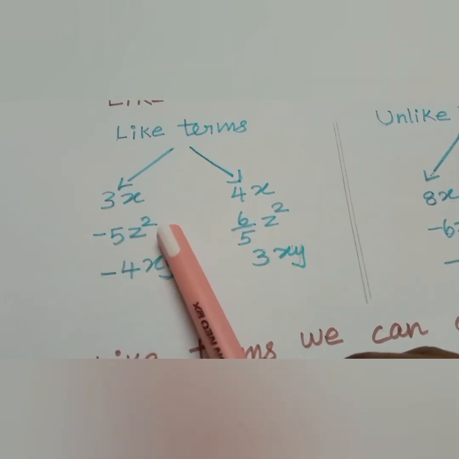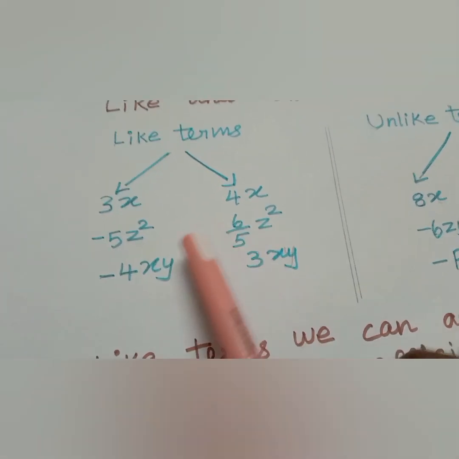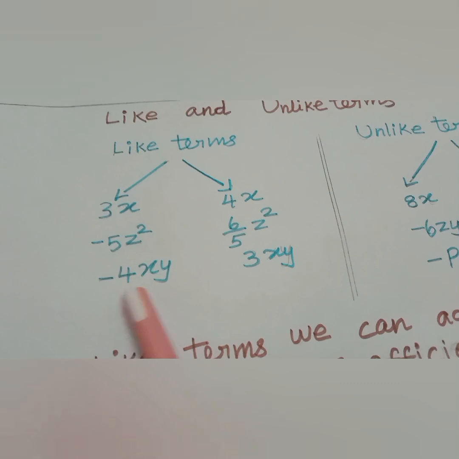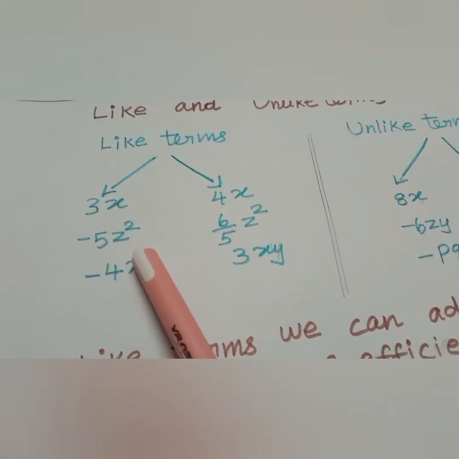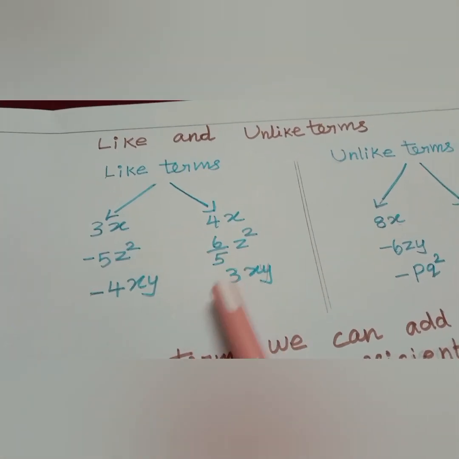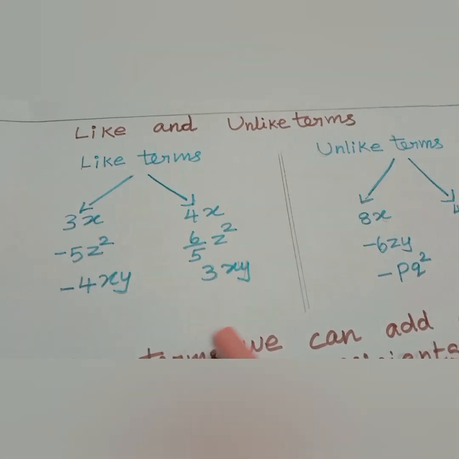See here, minus 5z squared and 6 by 5 z squared: same variable z, same power 2. So these two are called like terms. Here minus 4xy and 3xy: same variables xy, same power. So minus 4xy and 3xy are called like terms. Like terms have the same variable with the same power.